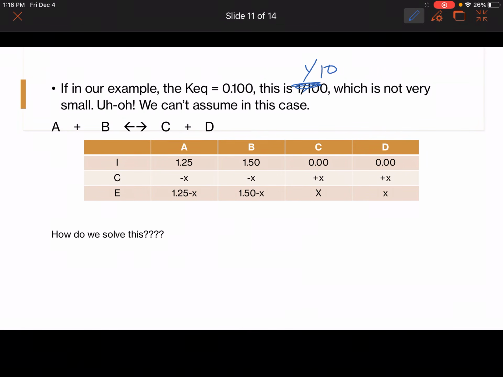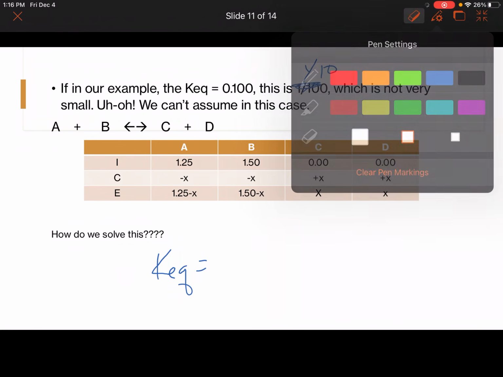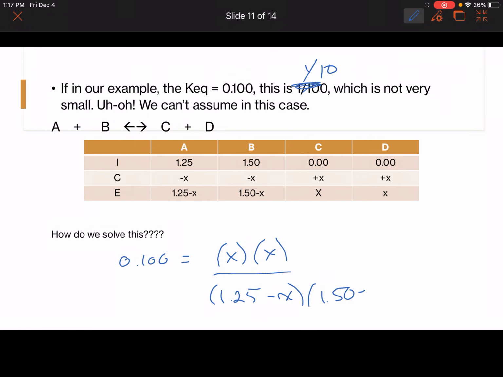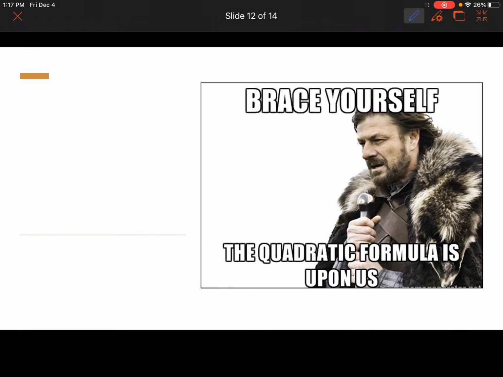So now we have a problem. Our KEQ then is going to be equal to, sorry, I should just put the value in. So now we're going to have 0.100 is going to be equal to x times x, and then that's going to be 1.25 minus x multiplied by 1.50 minus x. So here we cannot assume that x is small. So now we have multiple x squares and we have x's to deal with. So what are we going to use? Brace yourself, the quadratic formula is upon us.